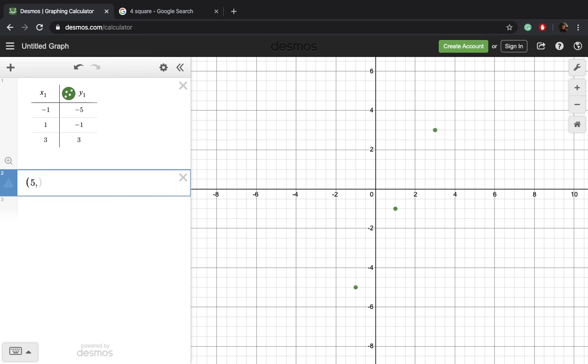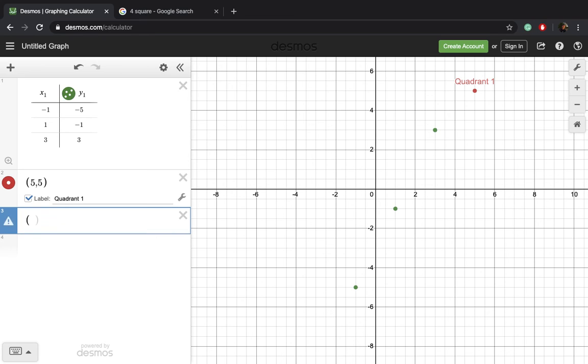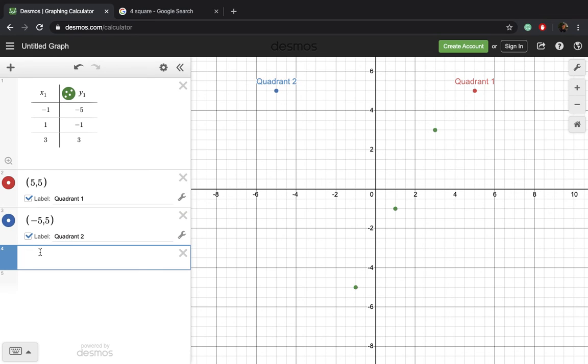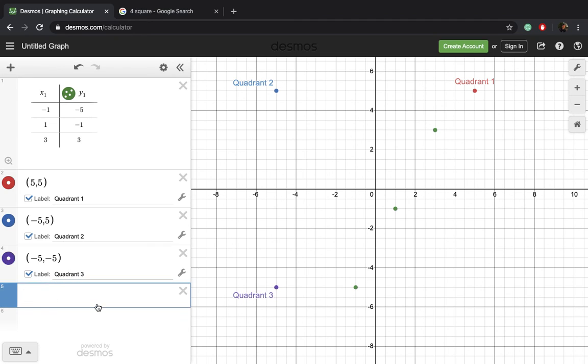So let's say 5 comma 5 is going to be in quadrant number 1. Negative 5, 5 is going to be in quadrant 2. Negative 5, negative 5 is in quadrant 3. And the last one is 5, negative 5, quadrant 4. Okay?